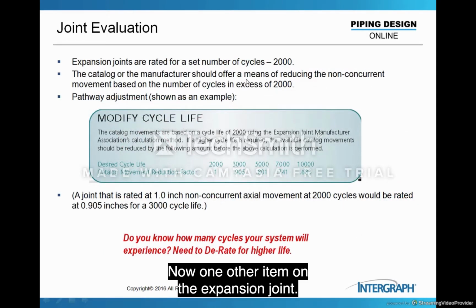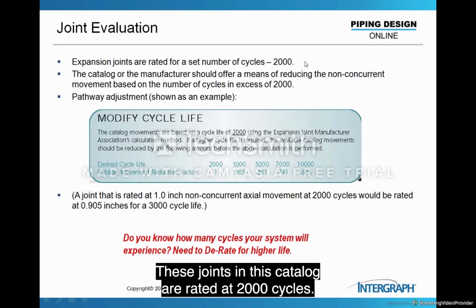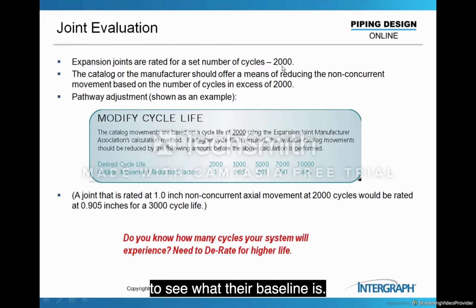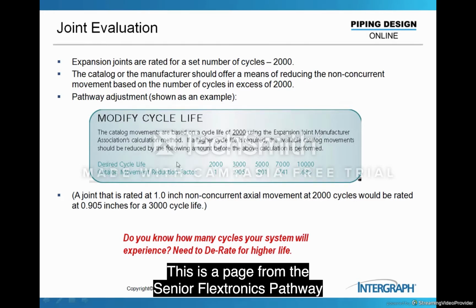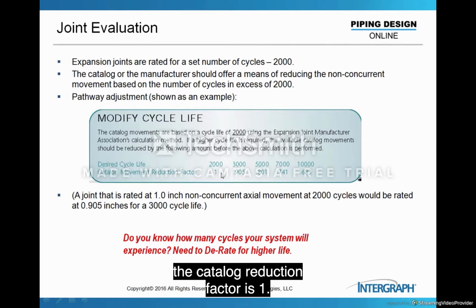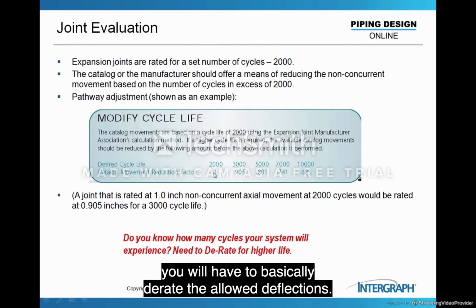Now, one other item on the expansion joint, you have to consider the number of cycles that you're expecting over the life. These joints in this catalog are rated at 2,000 cycles. You should check with your catalog or the manufacturer to see what their baseline is. This is a page from the Senior Flexonics Pathway catalog, and for the desired cycle life, if it's 2,000, the catalog reduction factor is 1. So if you have more than 2,000 cycles, you will have to basically derate the allowed deflections.